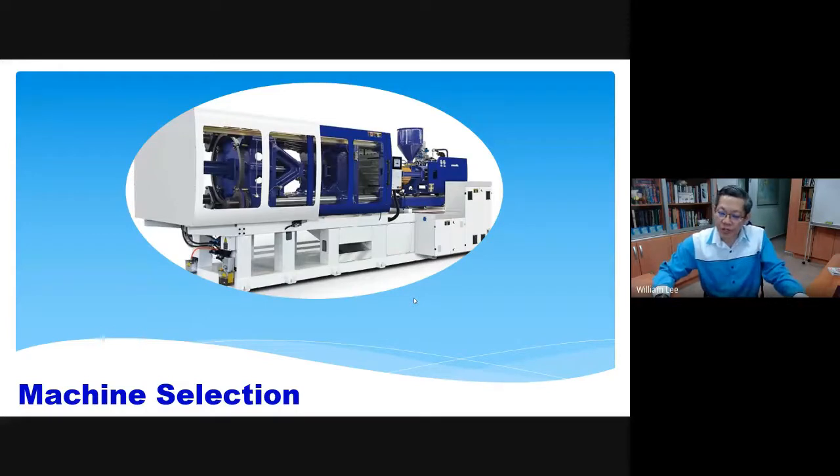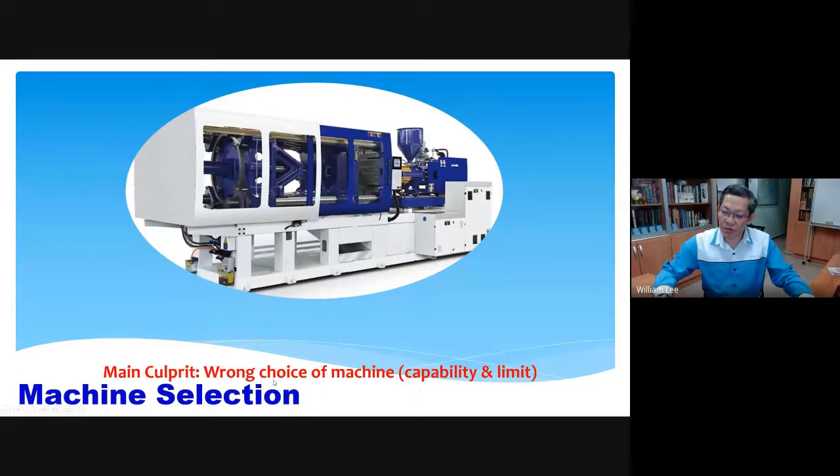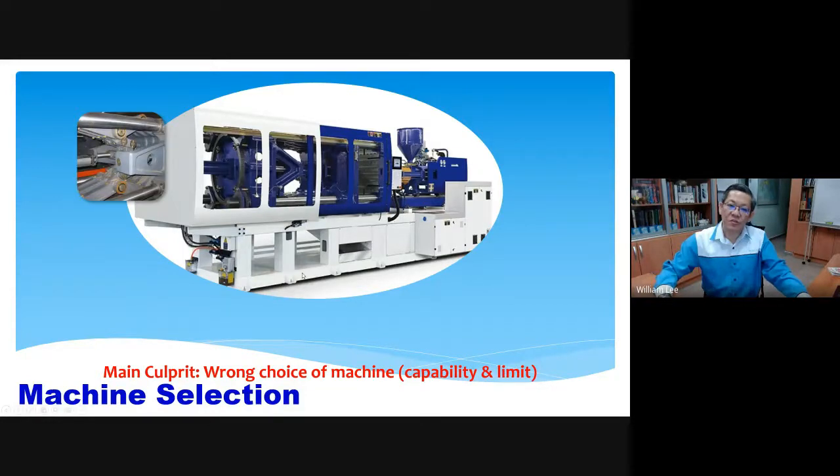So in terms of machine selection, we have another M here. Usually the wrong choice of machine causes problems. When you select the machine, you must know the capability of the mold and the limits of the machine, right? A lot of people select the machine based on the clamping tonnage. So this is the clamping system. Obviously, you need to have enough clamping force, but clamping is only one of the selection conditions.